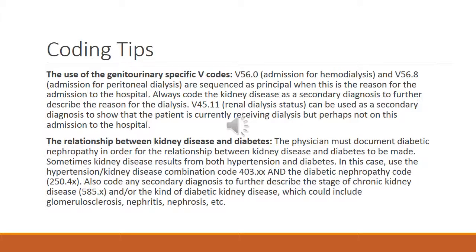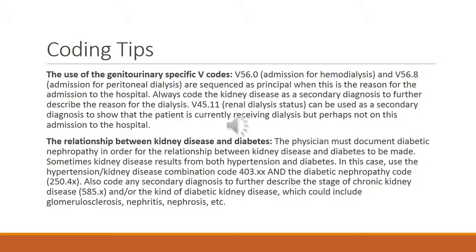Now, V45.11, which is renal dialysis status, can be used as a secondary diagnosis to show that the patient is currently receiving dialysis, but perhaps not on this admission to the hospital. Now, the relationship between kidney disease and diabetes. The physician must document diabetic nephropathy in order for the relationship between kidney disease and diabetes to be made.